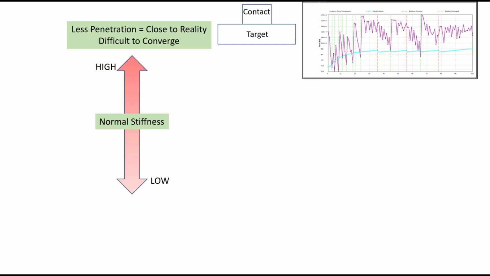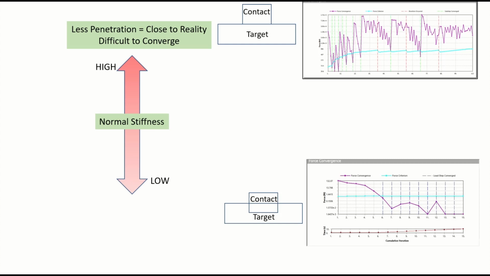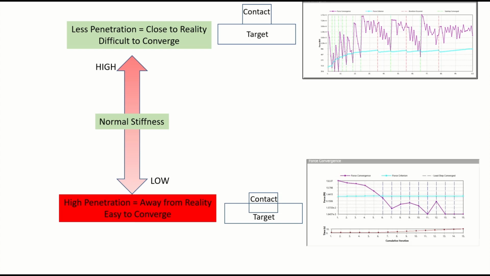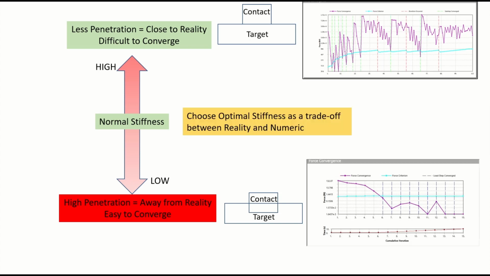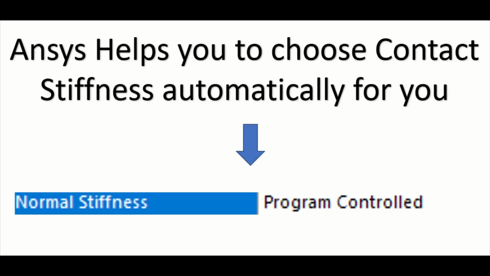And when you specify a low contact stiffness, the penetration between the contacting bodies is going to be very high. However, the numerical convergence is going to be achieved faster. Hence, when we have a low stiffness, we move away from reality. However, we solve them easily. Hence, we need to choose the optimal normal stiffness as a trade-off between numerics and reality. Ansys helps you to choose the contact stiffness automatically for you, and in most cases, they are good enough.